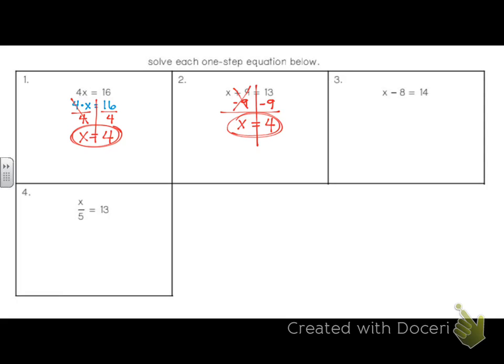Alright, number 3, we have subtraction here. So we have x minus 8 equals 14. My variable is x. I have to undo that subtracting 8 to get x by itself. So to undo subtracting 8, I'm going to add 8, and then I'm going to add 8 to 14 as well. So that's going to leave me with x equals 22.